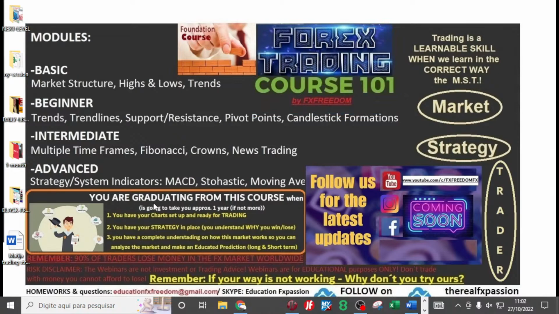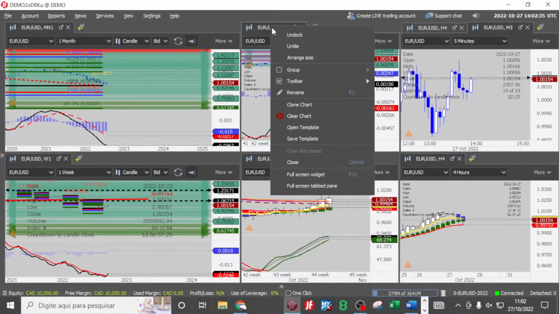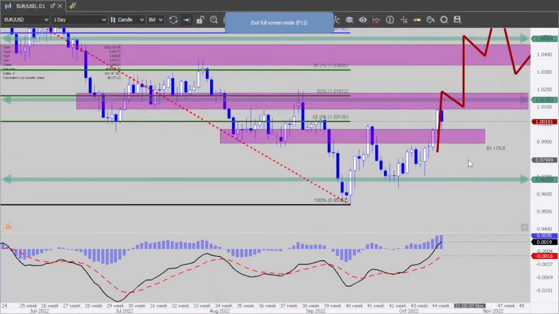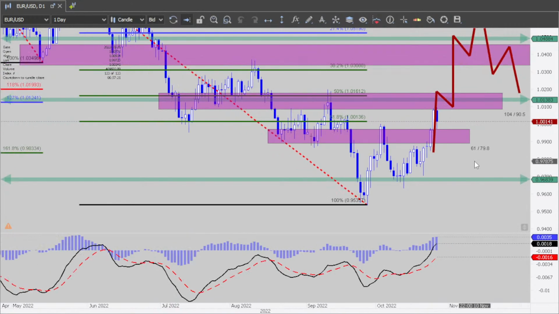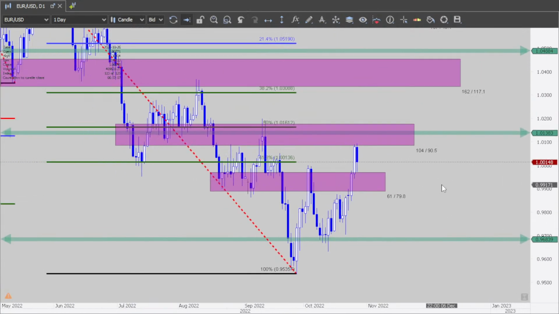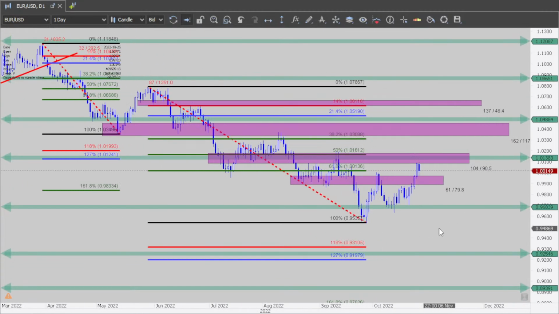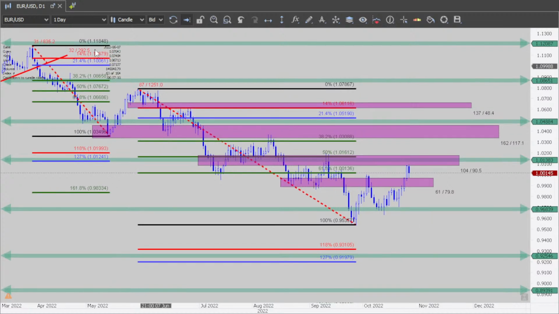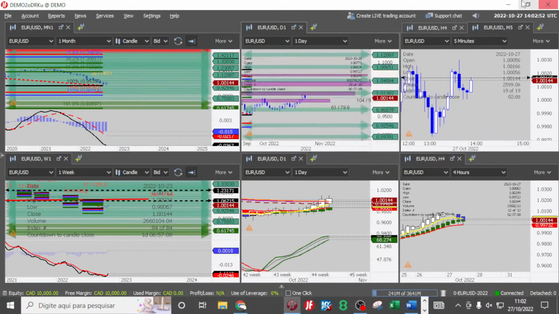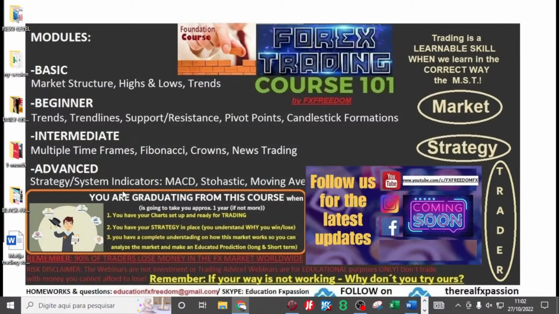And remember, you are going to graduate from this course, from the Forex Course 101, which is the analyst course, when, number one, you have your charts set up and ready for trading. So your charts should be something like this right now. If you are using indicators, if you are using Fibonacci's, not a problem. You don't need to use everything and anything, makes sense? Number two, you have your strategy in place and you understand why you win, why you lose.